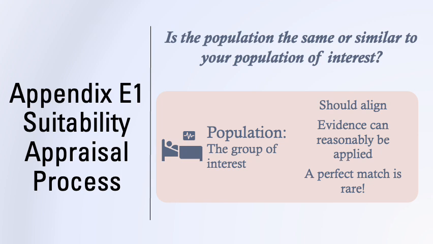However, we do want to look for close alignment. Some considerations: maybe the piece of evidence has a population that includes your population as part of the overall population. You will want to consider if the evidence provides specific information for your population and what percentage of the total population studied or investigated is your population. This is a judgment call that you will have to make and be able to justify.